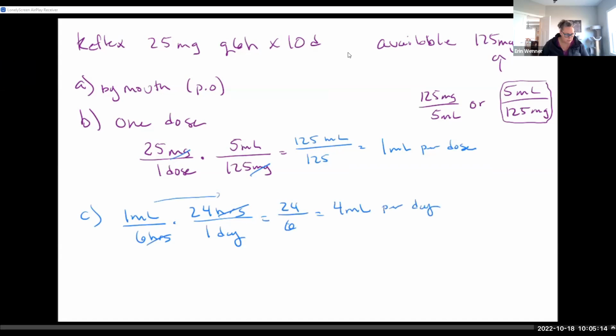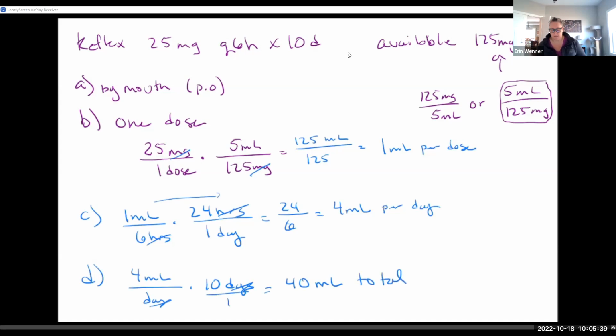And then part D wants to know the total number of tablets, capsules, whatever, for the whole prescription. Since we have 4 milliliters per day, and we're supposed to do it for 10 days, the days now will cancel, and we'll do 4 times 10, giving us 40 milliliters total that we would have to dispense for them to be able to take this medication.